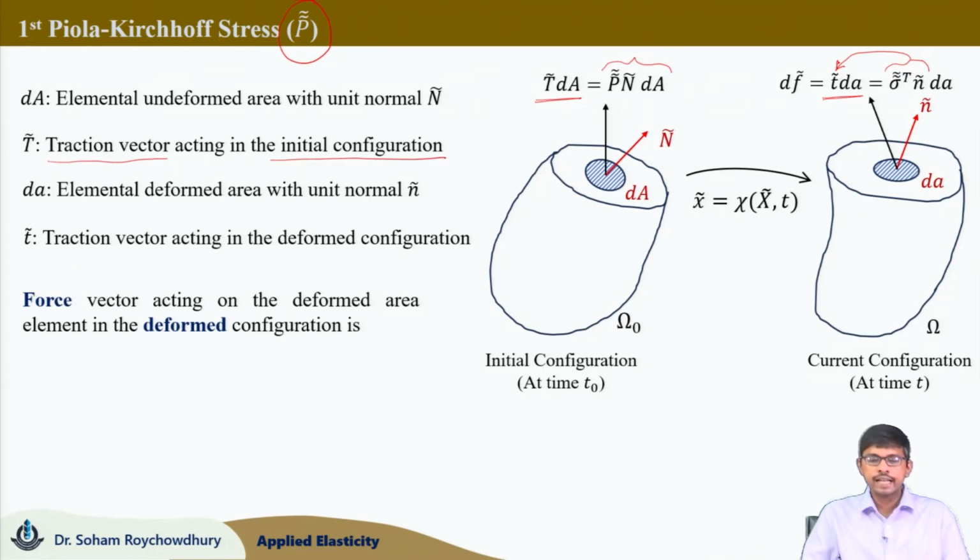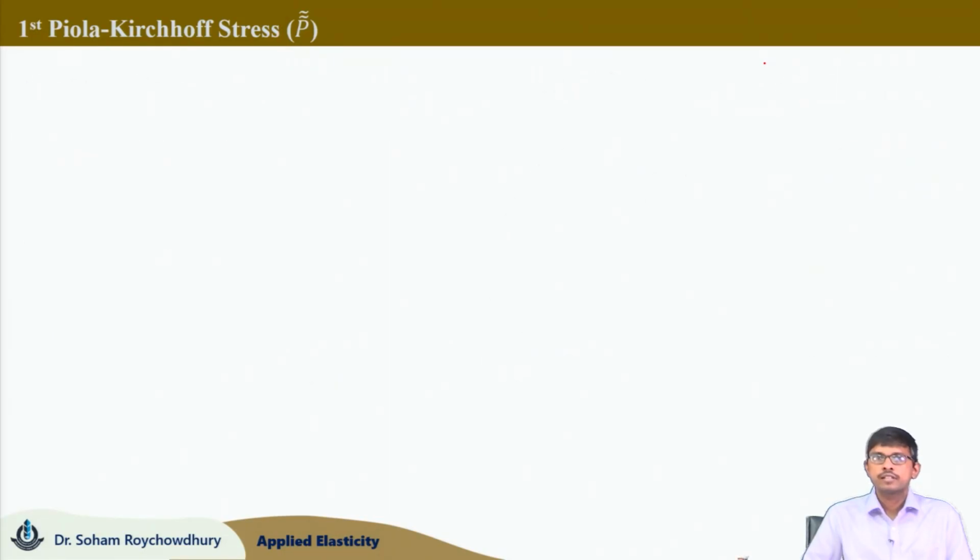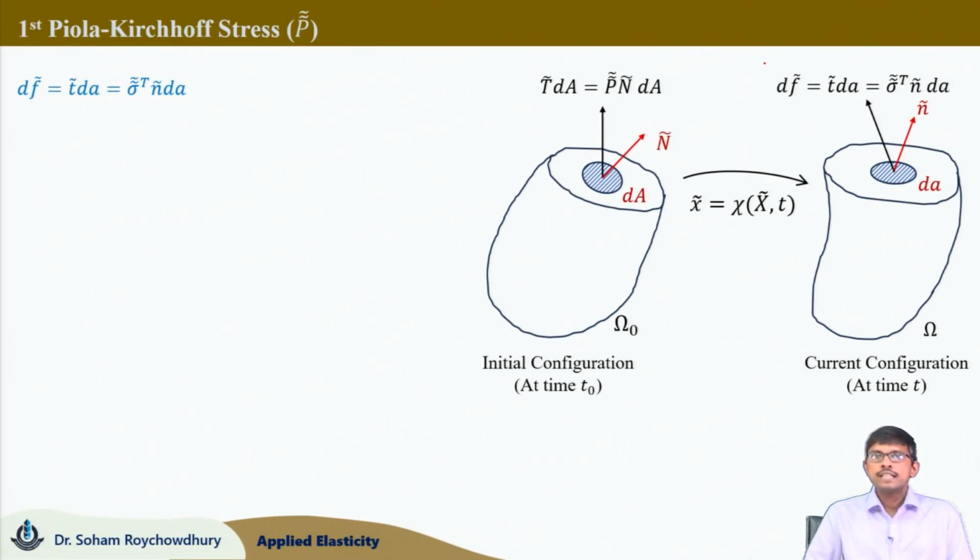So, the force vector acting on the deformed area element in the deformed configuration is denoted by d small f, which is shown here in the figure, and that equals small t times d small a, equals sigma transpose n d small a. Using the symmetry of the Cauchy stress tensor, d small f vector equals sigma n d small a. Moving forward, d small f equals sigma transpose n d small a, which we had just proved.